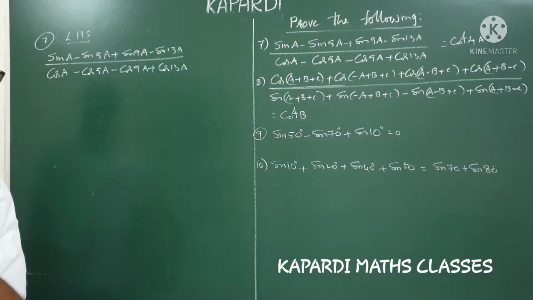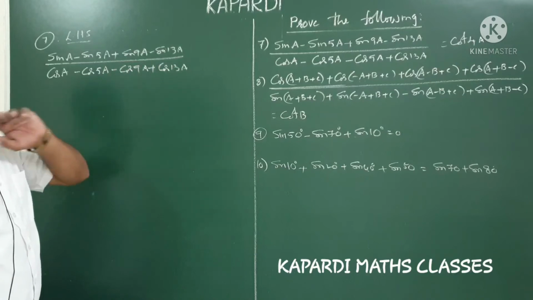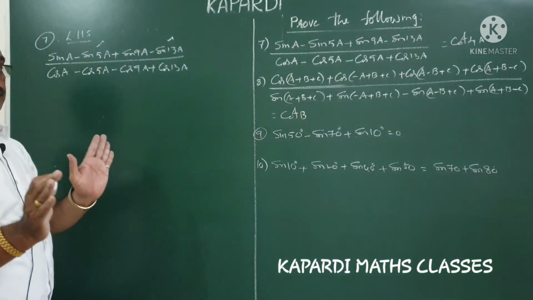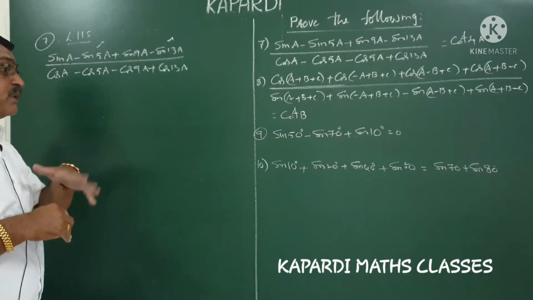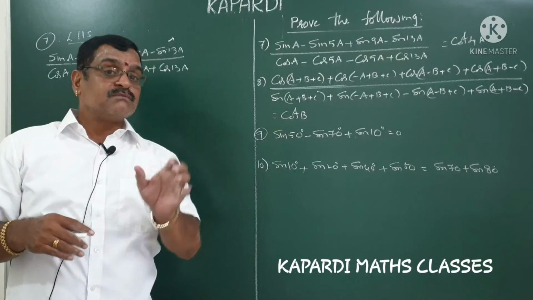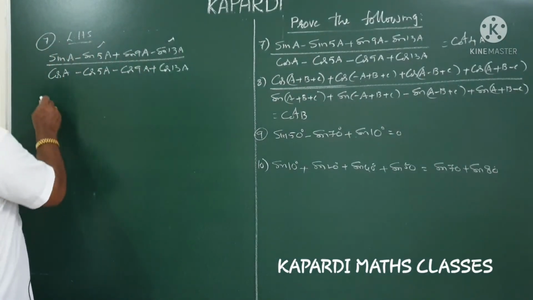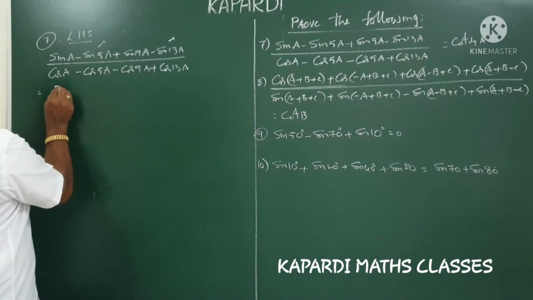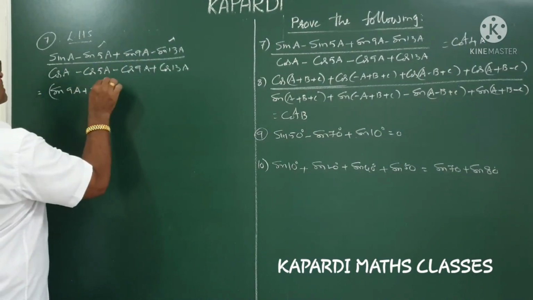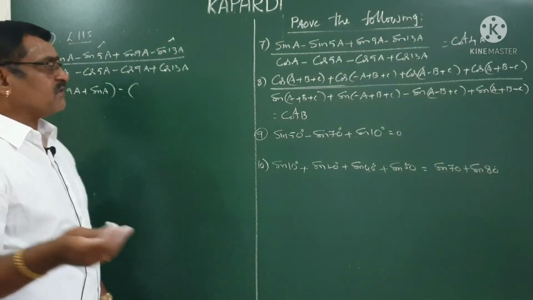Or we can go another way also: make sin a, sin 9a as one group, and take sin 5a, sin 13a as one group. Now, whatever group you take in the numerator, try to take the same terms as groups in the denominator also. That is not mandatory, but if you do, you will get the answer in fewer steps. So I am taking this as the first one, sin 9a.